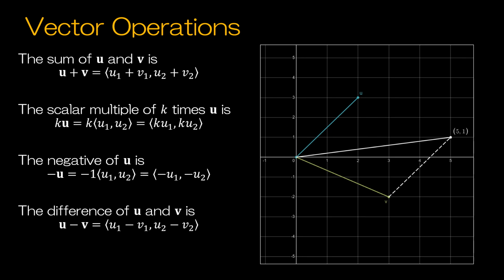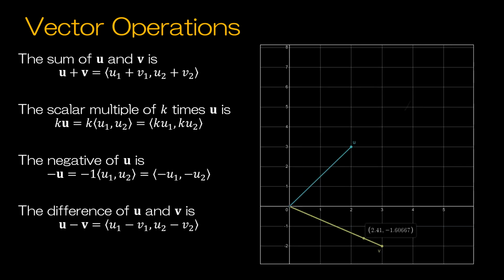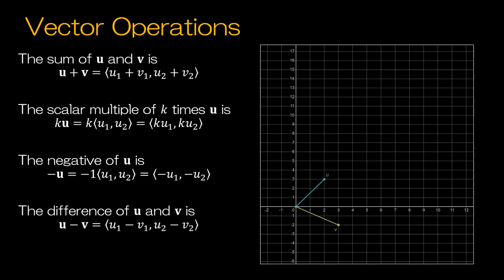So let's get rid of all of that and take a look now at scalar multiplication. So for scalar multiplication, I'm going to take a look at u, and I'm just going to take u times 5. And if I take u times 5, that's going to give me the point 10, 15.